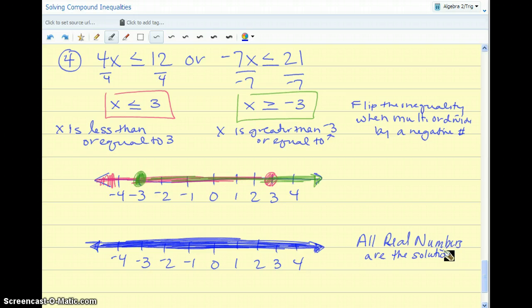So those were 4 examples on compound inequalities. If you have any questions, please don't hesitate to come in and ask.